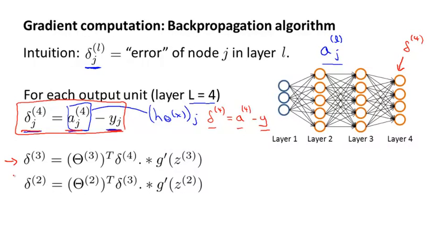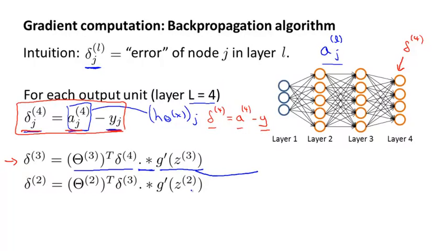Here's the formula for computing delta 3. Delta 3 is equal to theta 3 transpose times delta 4, and this dot times is the element-wise multiplication operation that we know from MATLAB. So theta 3 transpose times delta 4 is a vector, g prime of z3 is also a vector, and so dot times is an element-wise multiplication between these two vectors. This term g prime of z3, that formally is actually the derivative of the activation function g evaluated at the input values given by z3.